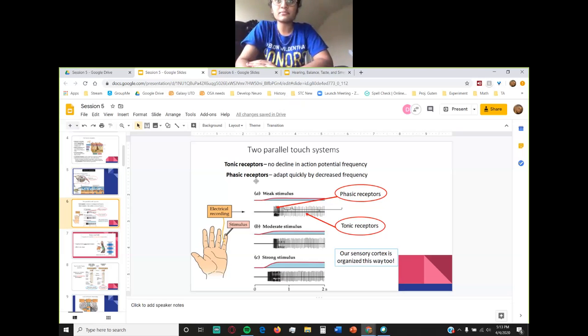Phasic receptors are receptors that respond to changes. So with the laptop example, if I was touching my laptop, then the phasic receptors would fire really quickly in the beginning to let my brain know that something has changed, and then they would stop firing after that.